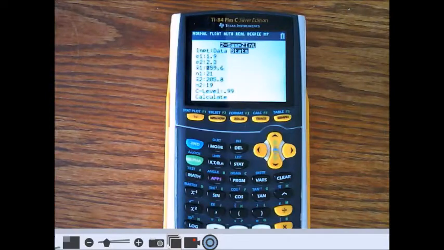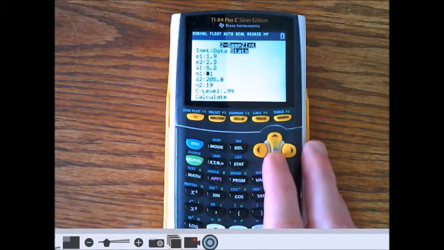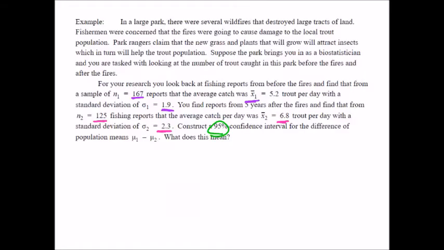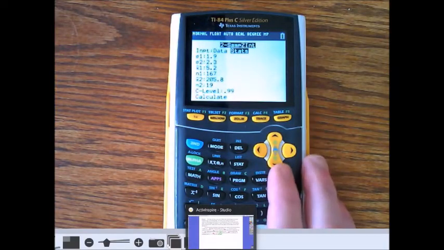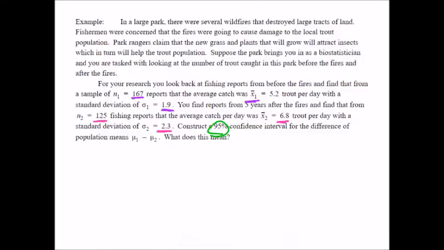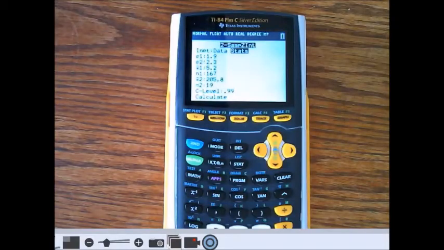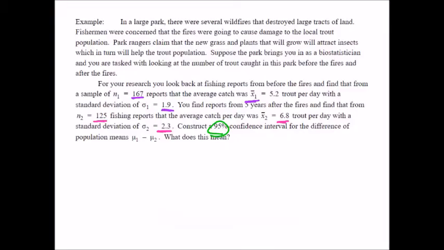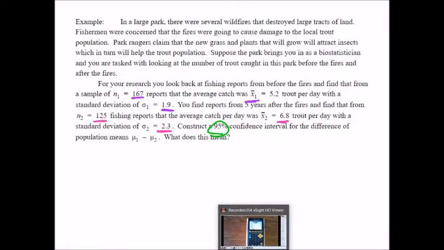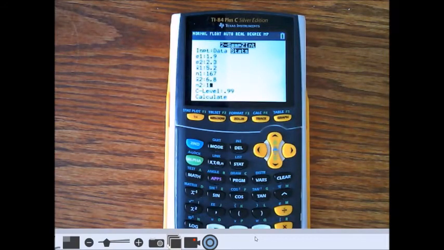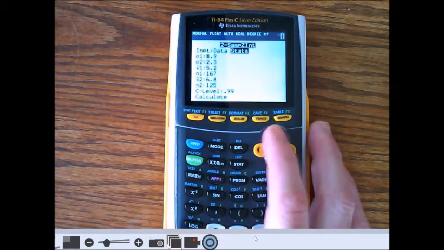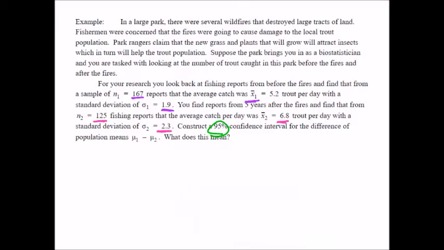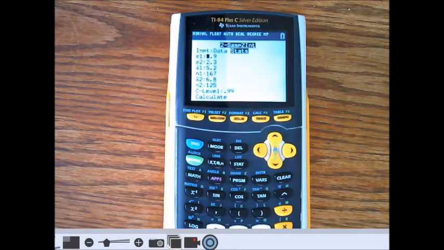All right, so I believe X bar 1 is 5.2. That had a sample size of 167. X bar 2 was 6.8. And that had a sample size of 125. And I do have to go back and fix these standard deviations. One was 1.9. Yep. And 2.3? Okay, yeah, I guess I was right. All right, C level, not 99%, but 95% it says in the problem.